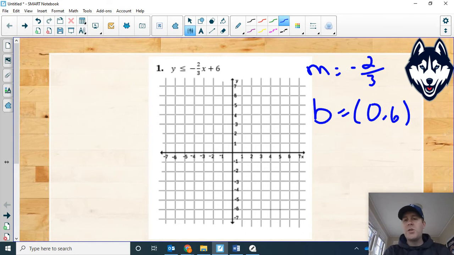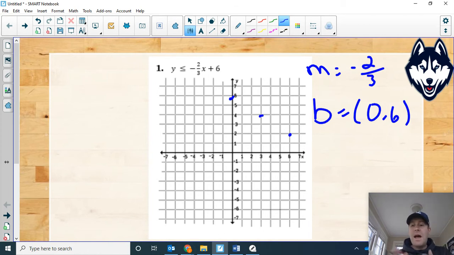Okay, let's start by showing that it crosses the y-axis at the point (0, 6). So I'm going to put a point right there. Okay, and its slope is negative 2/3. So from that point, we're going to go down 2, 1, 2, to the right 3, 1, 2, 3. Okay, down 2, to the right 3.